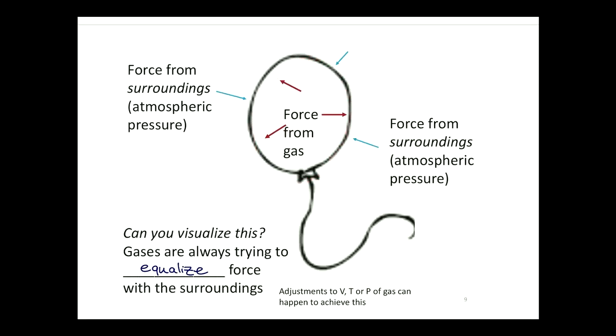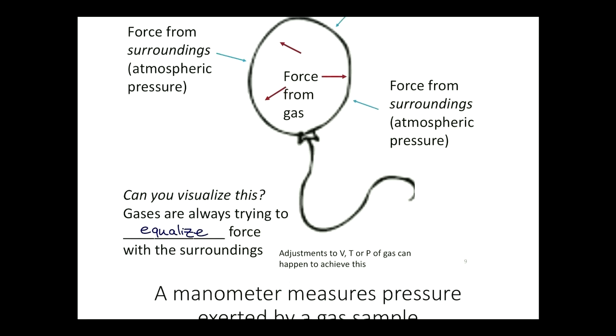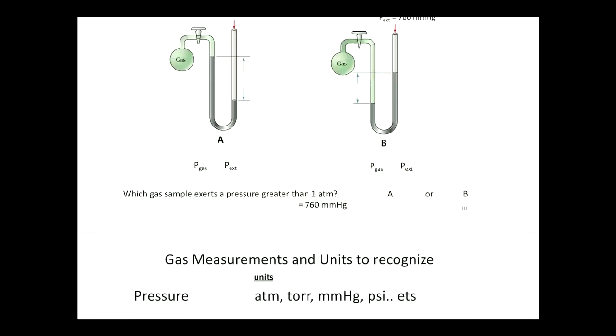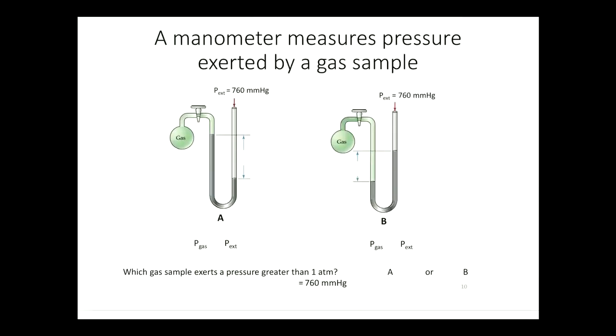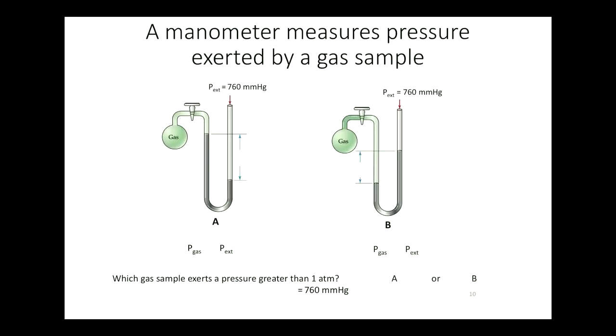So the gas is exerting a force, equalizing force with the surroundings. So if there's a change in pressure on the outside, the gas on the inside of the balloon will respond to it, typically in terms of changing volume, temperature, or pressure. All right, so gas inside equalizes with the outside. So let's show a couple more minutes. This will be my second to last slide, so keep that in mind. Gases are always trying to equalize force with the outside.